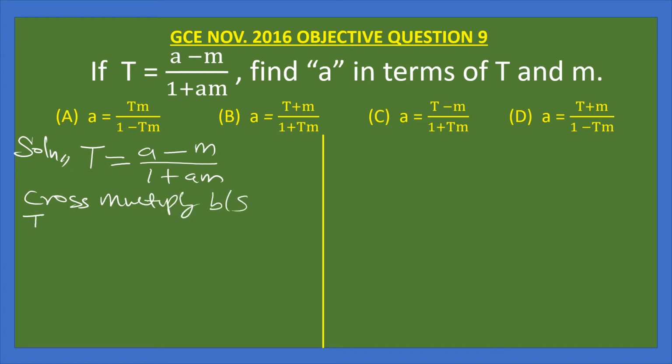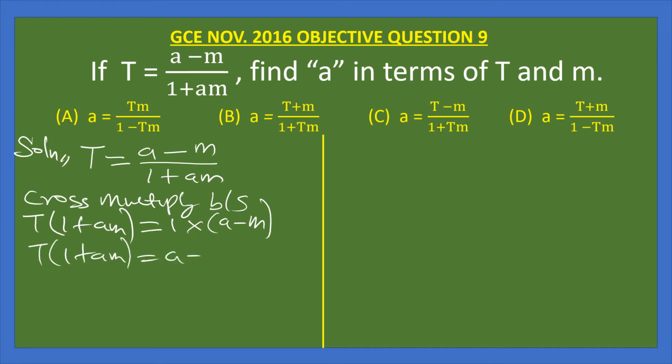This now gives us T into what? 1 plus AM is equal to 1 times what? A minus M. So we now have T into 1 plus AM as equal to what? A minus M. Now what do we do? We clear the brackets.